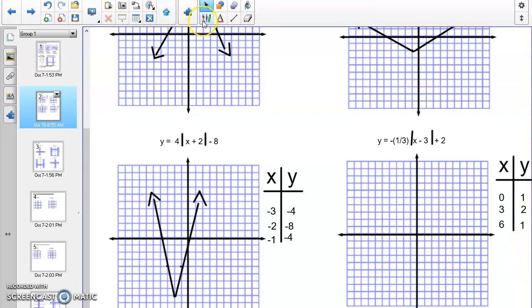So now, 3, 2, and we're going 0, 1, and we're going 6, 1. And once again, that graph will look like this. It opens out very wide. Okay, so when that number in front of the absolute value is between negative 1 and 1, we have horizontal stretch, vertical shrink. When the number in front of the absolute value is either greater than 1 or less than negative 1, we have vertical stretch and horizontal shrink, and that graph opens up or down very quickly.